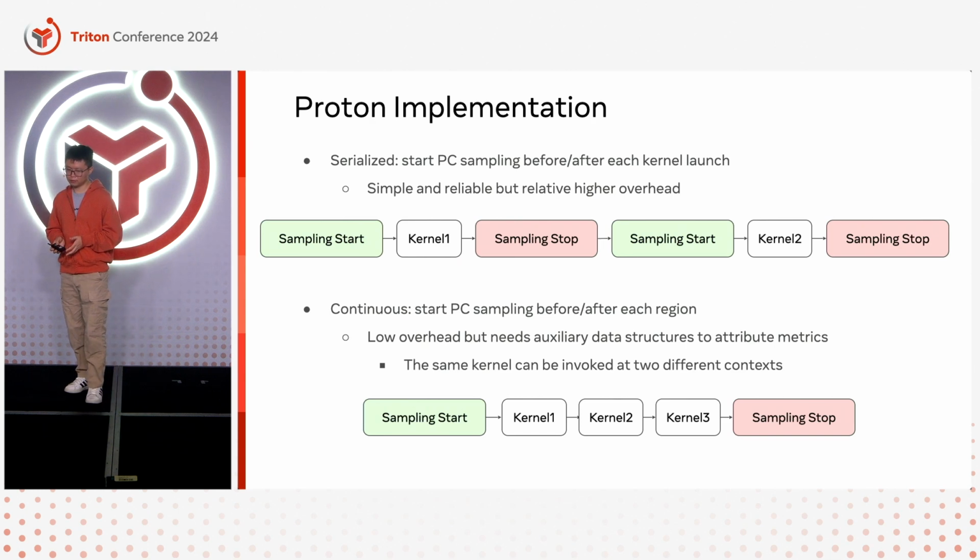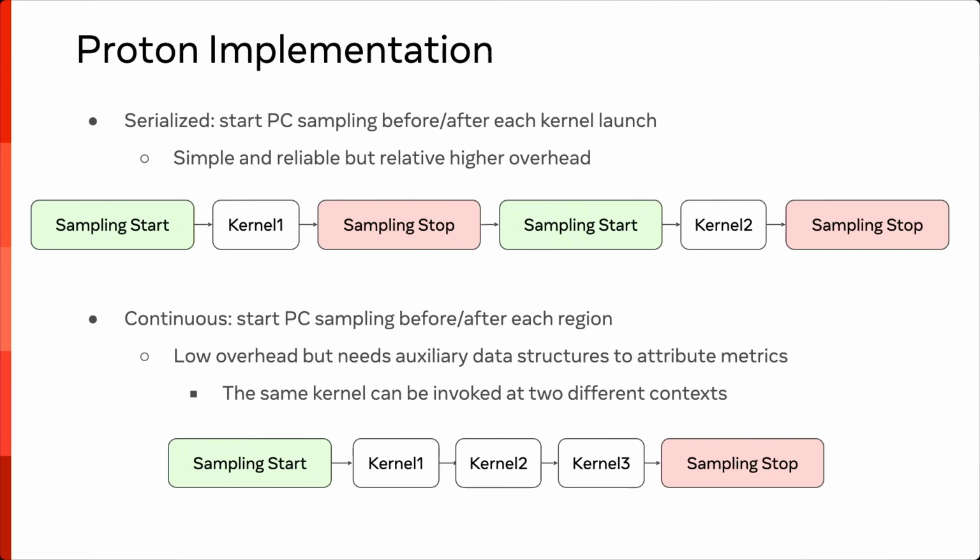Here's how Proton implements PC sampling, or instruction sampling. It has two modes. The first mode is profiling in serialized fashion, where we start instruction sampling before and after each kernel launch. It's a relatively simple method in which we can accumulate metrics and attribute them to the corresponding kernels correctly and simply. However, it's going to introduce relatively higher overhead.